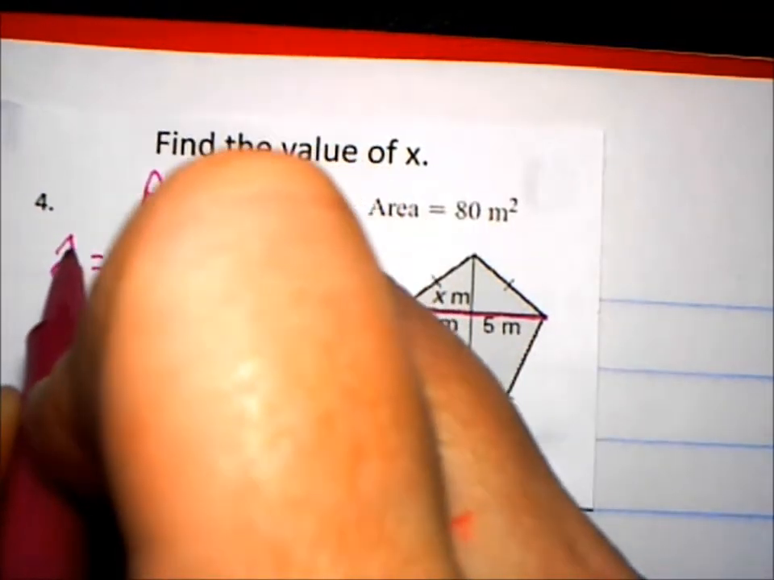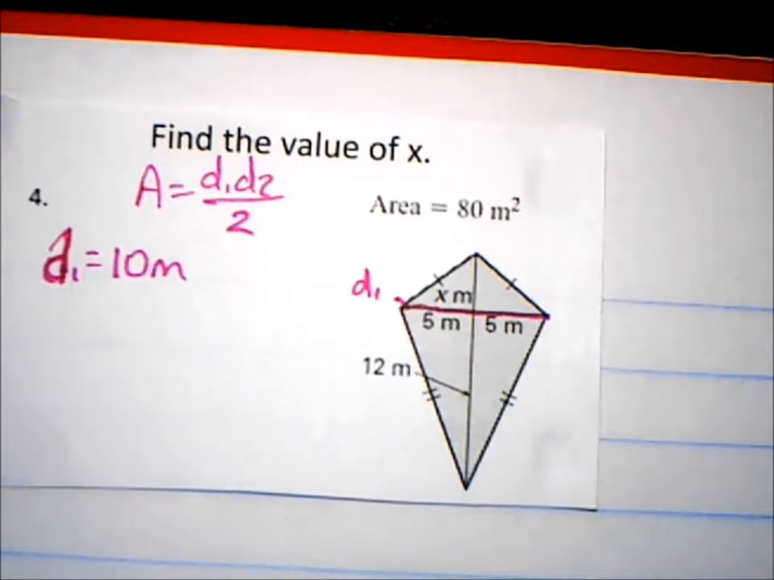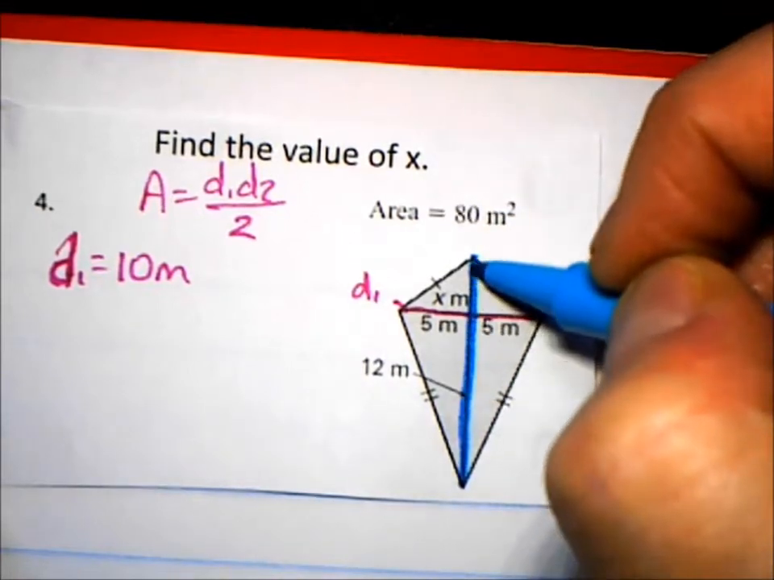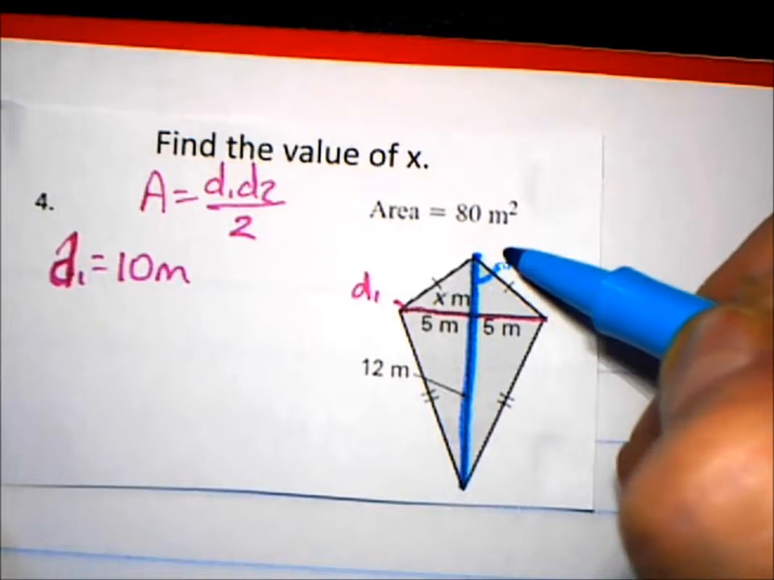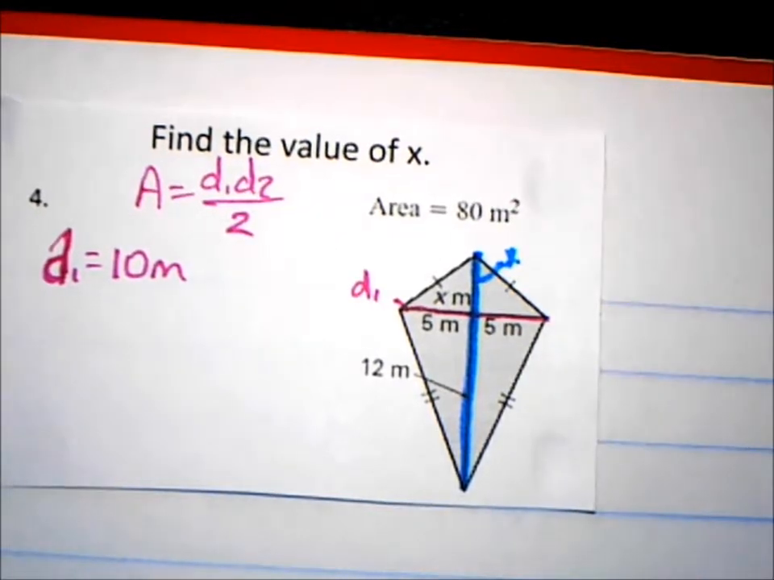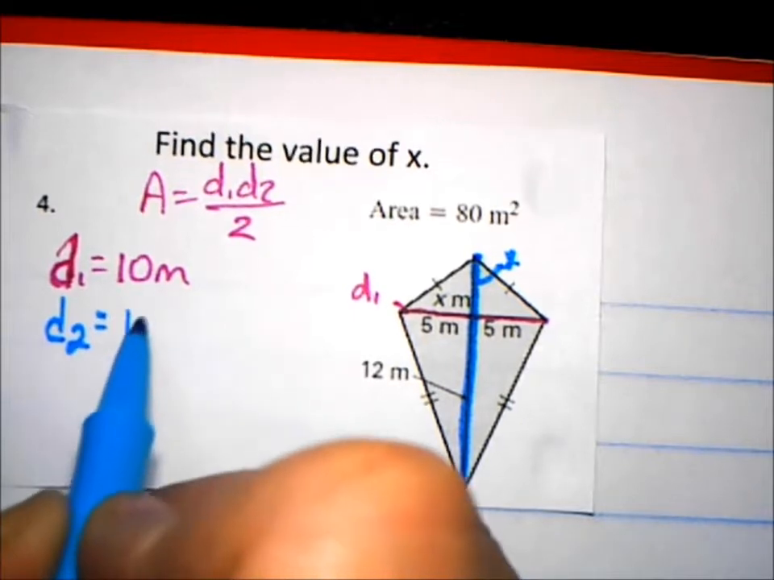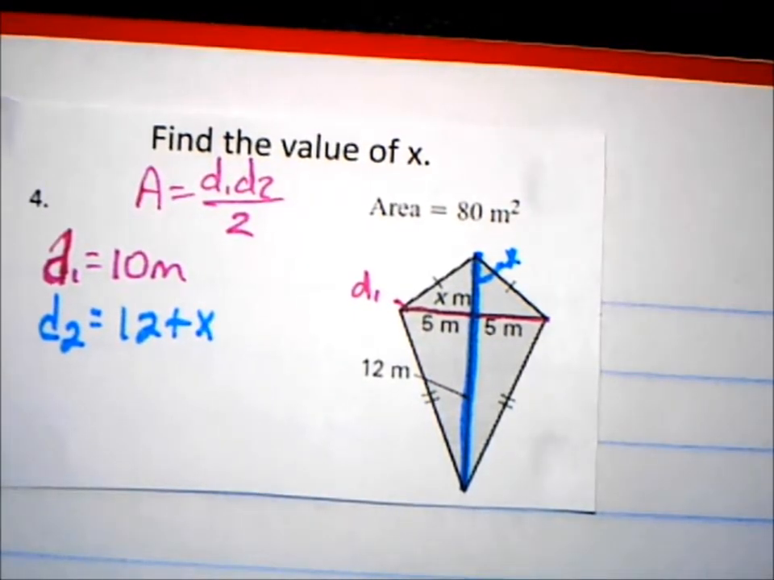And, oh, that's supposed to be a D. Looks like an A. D2, if I am looking at the picture, going from the top to the bottom section is 12, and this top section is the X that I'm looking at. So that means D2 is going to be 12 plus X for my expression.